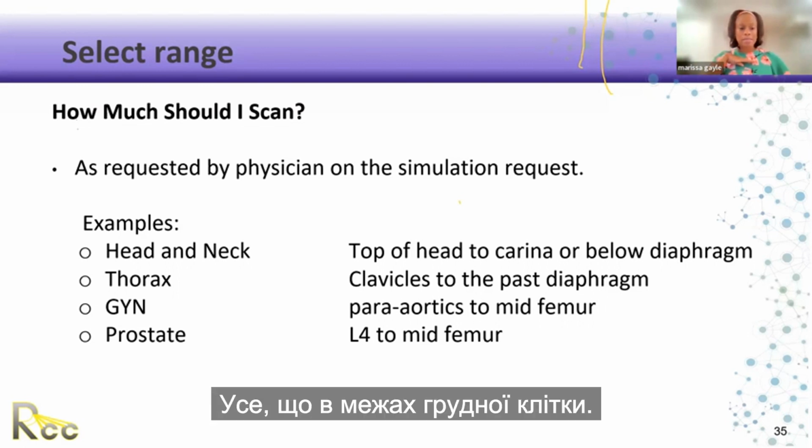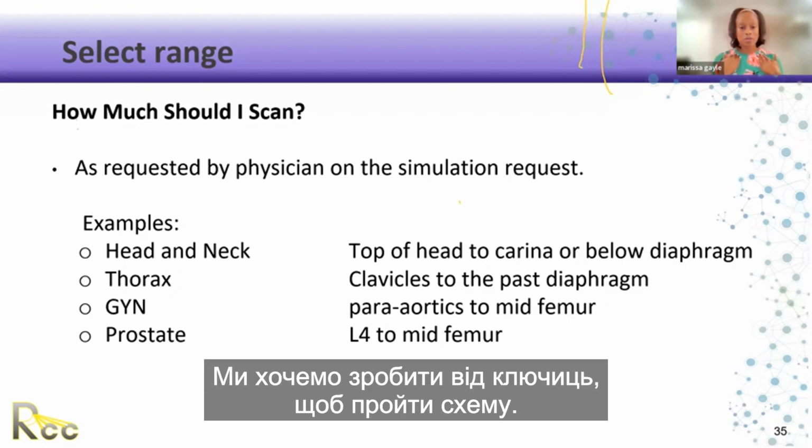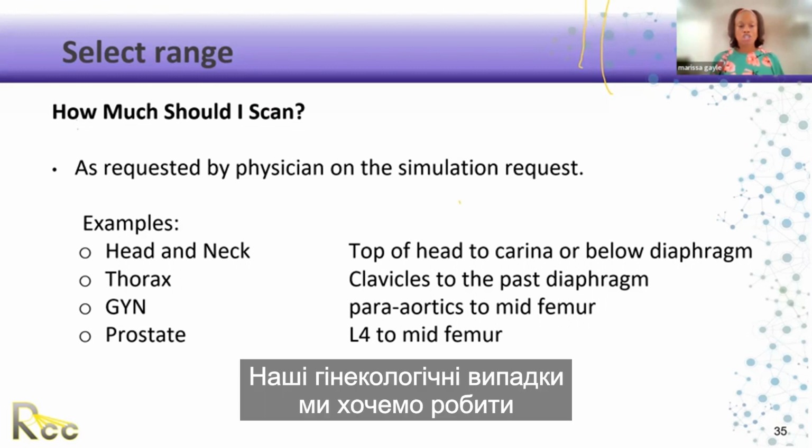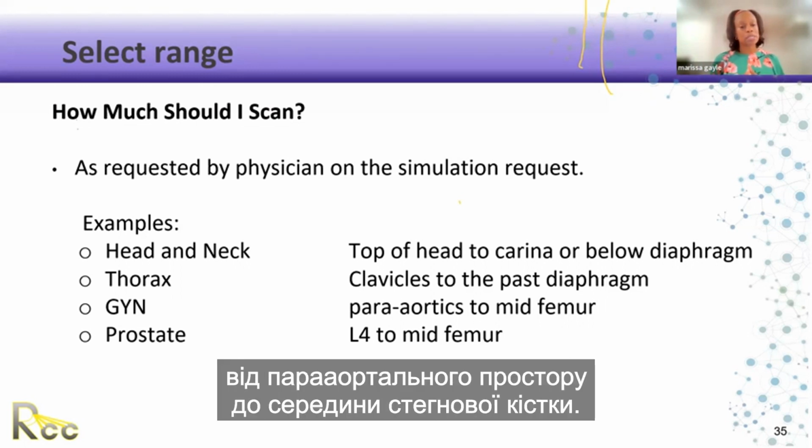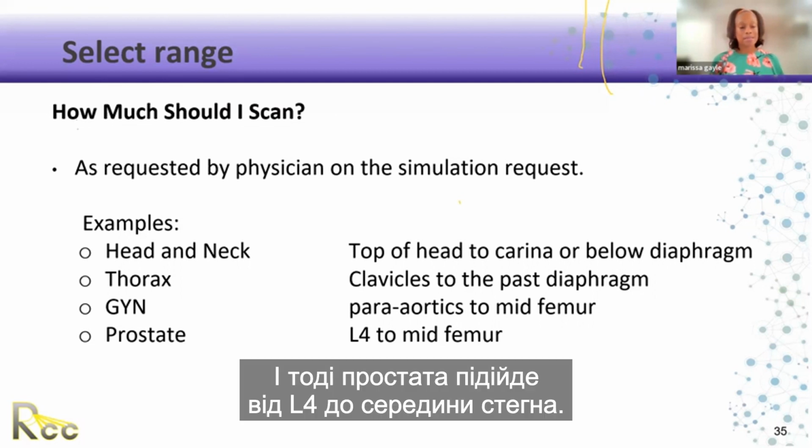Anything within the thorax, we want to do from the clavicles to past the diaphragm. Our GYN cases, we want to do from the periaortic to mid-femur. And then prostates, we'll do from L4 to mid-femur.